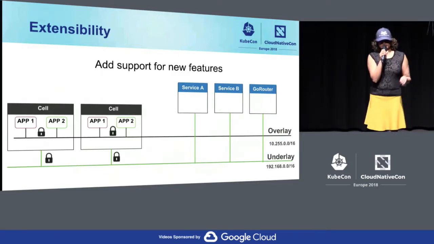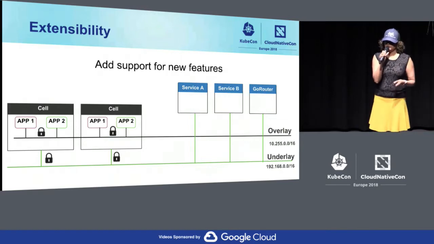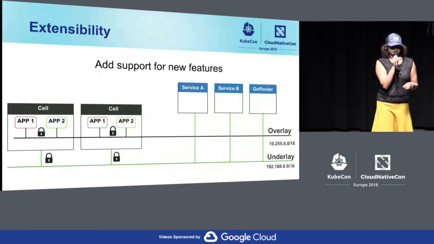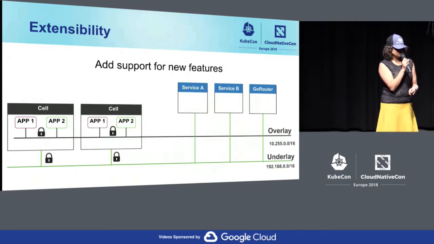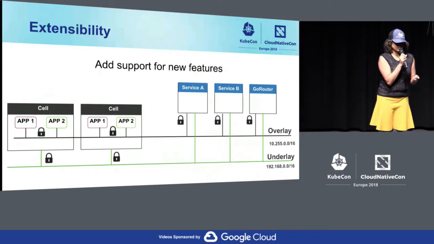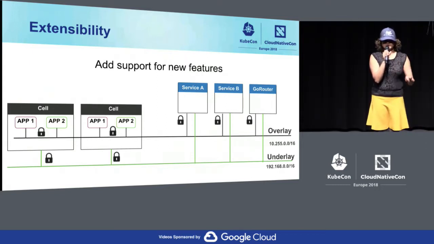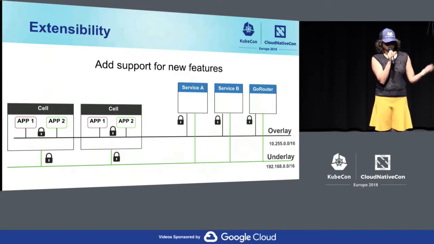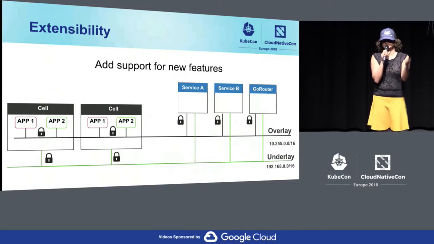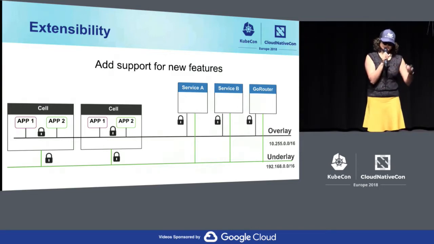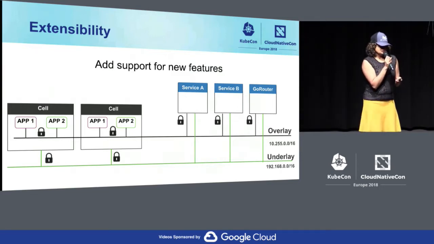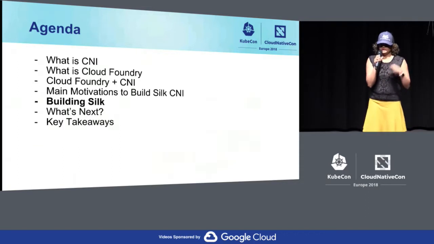A secondary consideration was also extensibility. So starting from an app-to-app policy, we wanted to extend security to also include things like services or the Go router. And in order to do that, we'd like our CNI plugin to start supporting other types of entities, not just app containers. So now that you know the why behind why we wanted to build Silk, I'm going to hand it back to Angela to walk you through how exactly we did it.